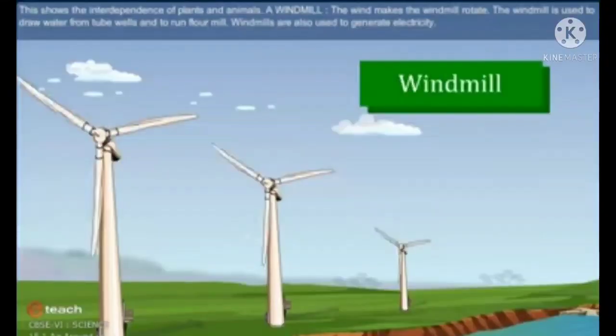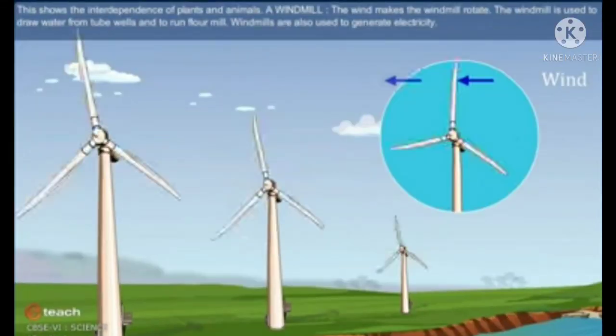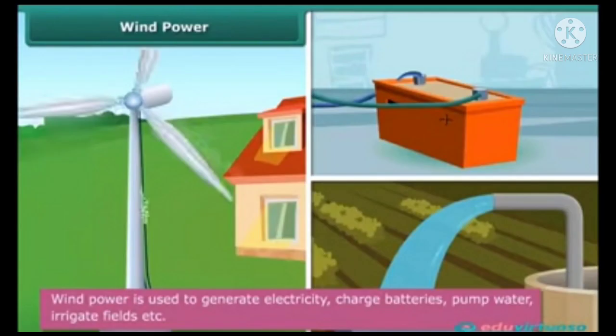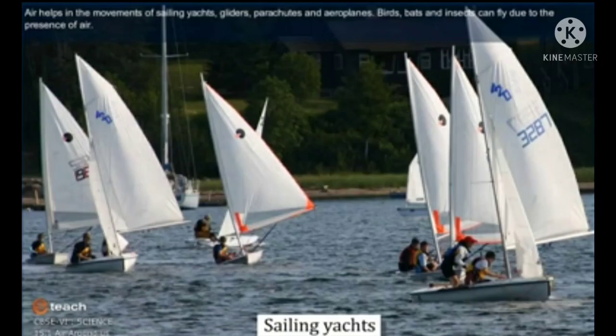Children, have you seen a windmill? What makes the windmill rotate, and what are the uses of a windmill? The wind makes the windmill rotate. The windmill is used to draw water from tube wells and to run flour mills. Windmills are also used to generate electricity.